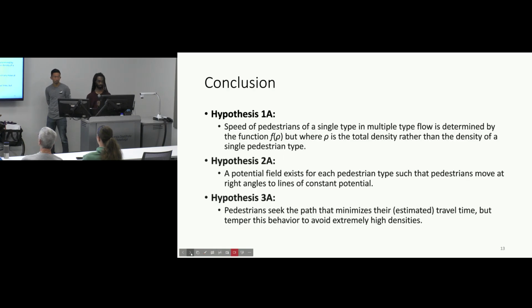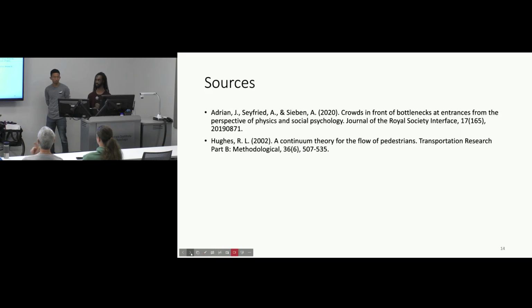And then this is just the conclusion of all the hypotheses, and all these hypotheses were used in their analysis of the models for the Jean-Marot bridge. So we have the speed of the pedestrians for multiple types of people in the flow is determined by the function f of rho, where rho is the total density. We have the potential field exists for each pedestrian type so that they move at right angles to the constant potential. And we have that they always seek to minimize their estimated travel time, but also avoid extreme densities. And that's the end.